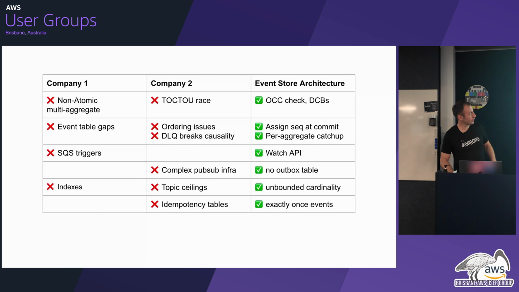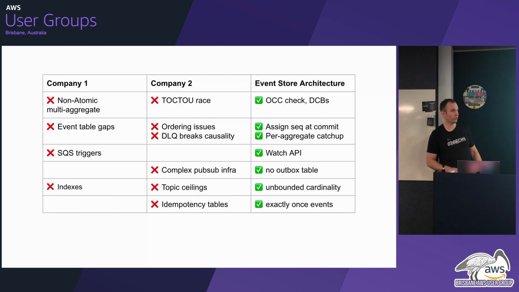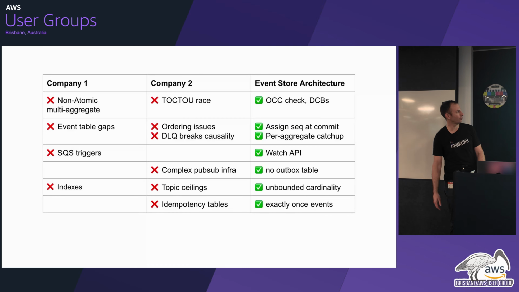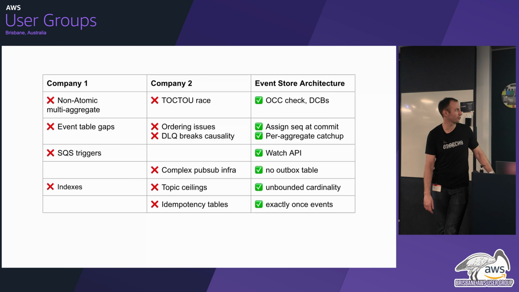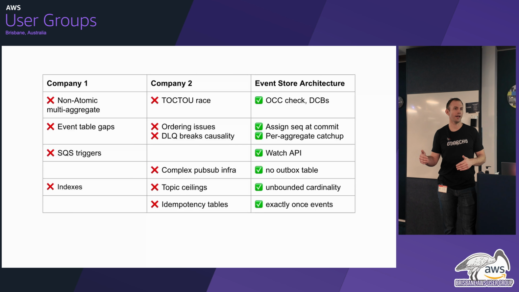So with event stores, you get optimistic concurrency control, your DCBs, dynamic consistency boundaries. Sequences are assigned at commit time. No dodgy stuff there. You can do per aggregate catch-up, so you don't need a DLQ. No Debezium, CDC madness. You've got a watch API, so you can tail the event stream and see what's coming through. And you don't need an outbox table either, because you're just writing events first. You're not writing to Postgres and then chucking stuff into an outbox. You're writing events as a first-class citizen, and that becomes your source of truth for everything.